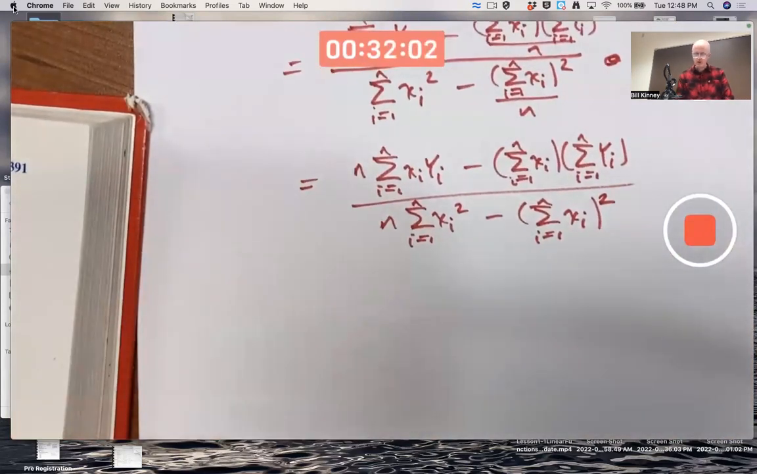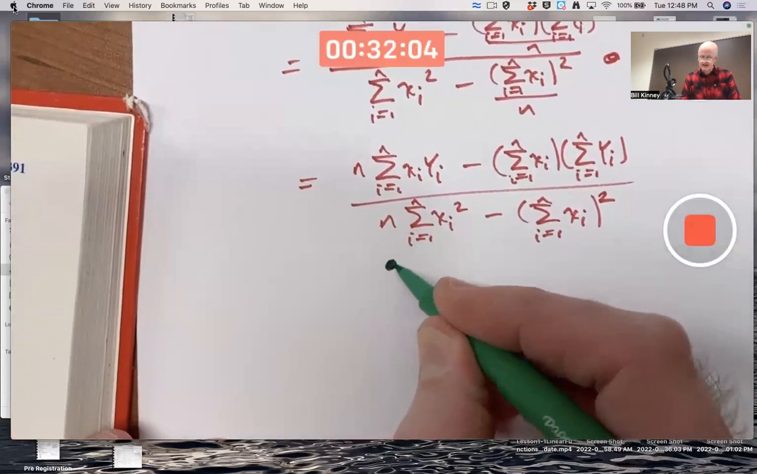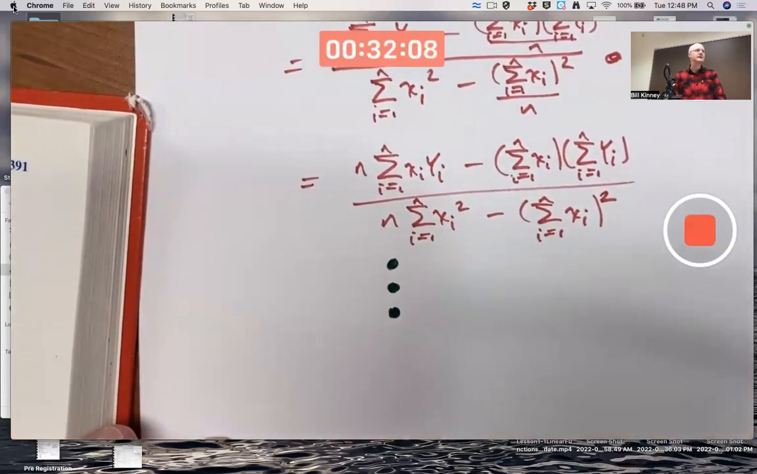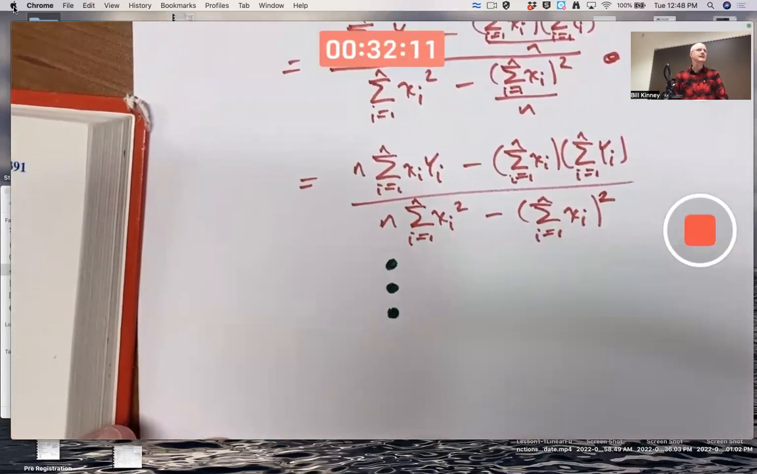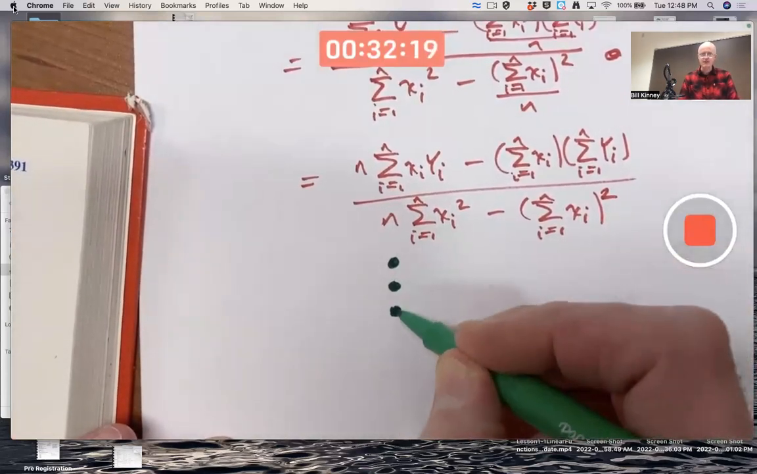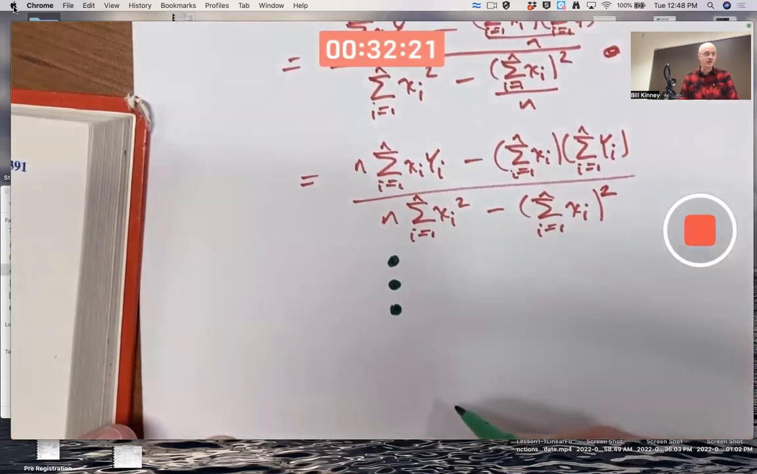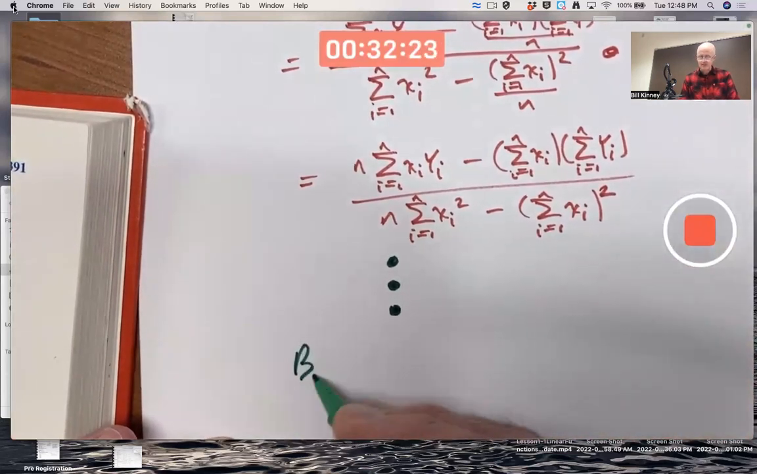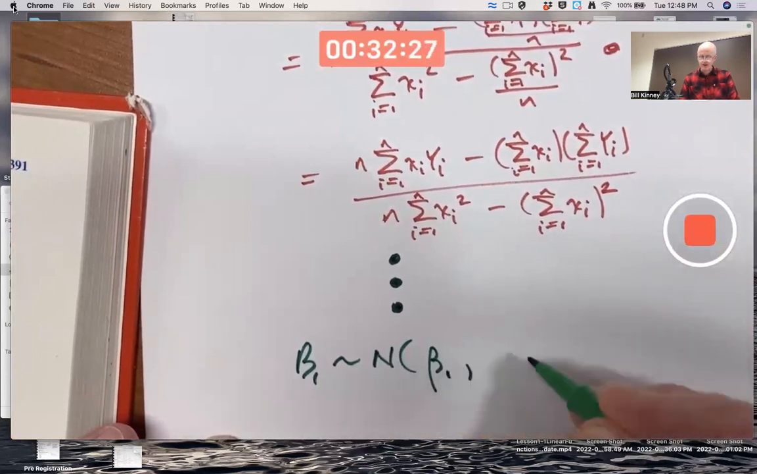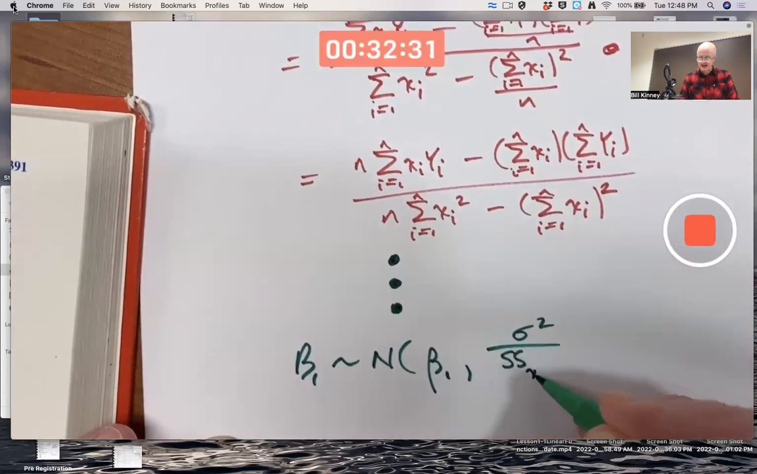After a bunch of other work, Dr. Wetzel would always say size of the dots is proportional to the amount of work. So those are big dots. If he ends up teaching applied stats in a year and a half, he'll probably say that in class a fair amount. Size of the dots is proportional to the amount of work. I made some big dots there, so there's a fair amount of work. B1 is normally distributed with a mean of beta 1 and a variance of sigma squared divided by, I'll just write it as SSXX.